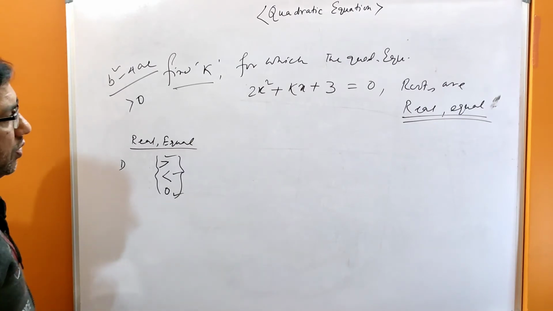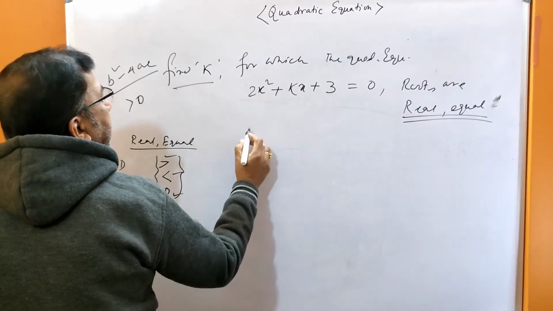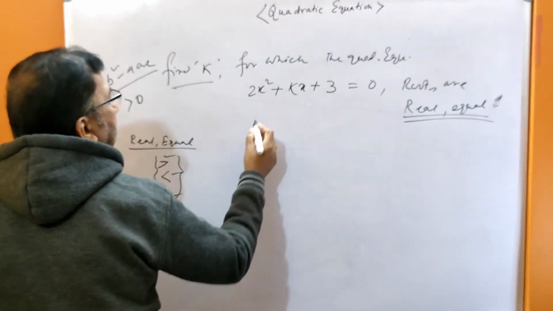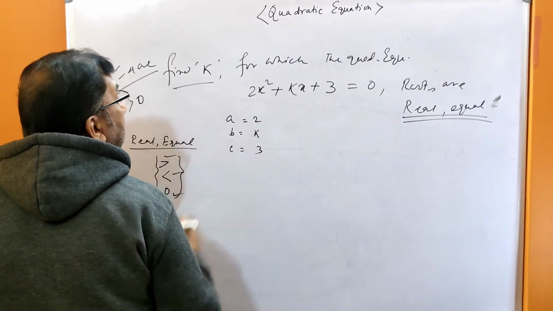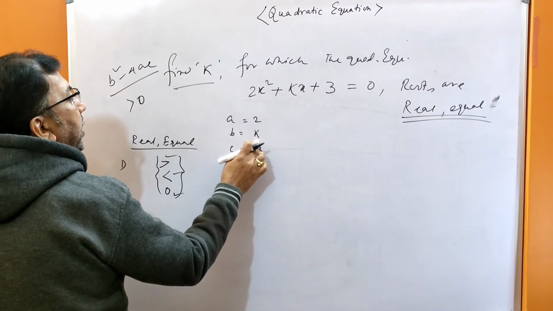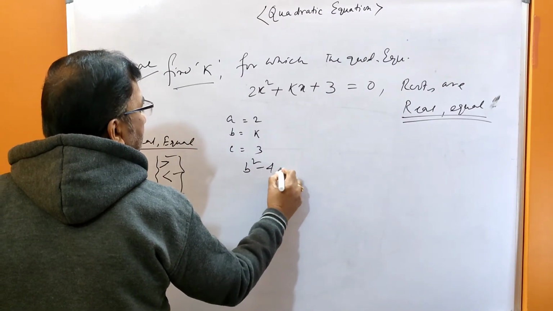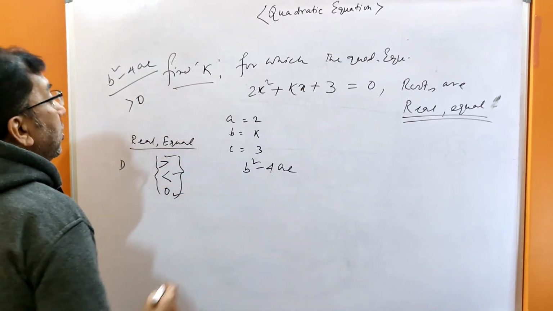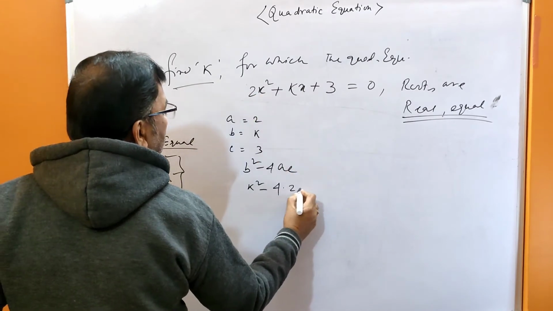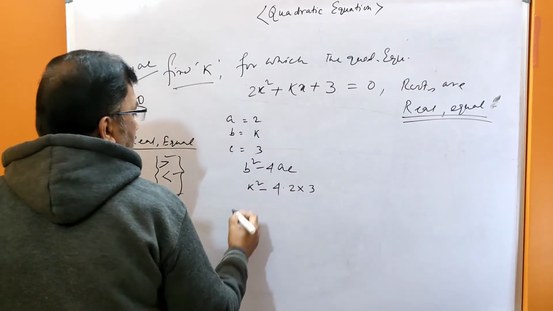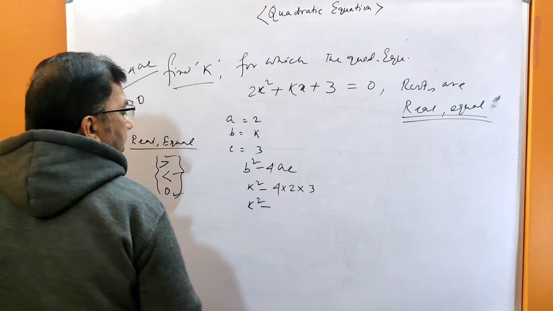You have to find out d equals to what? B square minus 4ac. Here b is what? In ax square plus bx plus c, b means k, a means 2, c means 3. The value of c is 3, the value of b is k and the value of a is 2. So find out b square minus 4ac. So b square means k square minus 4 into a which is 2, c is 3, k square minus 4, 2 eights are 8, 8 threes are 24.